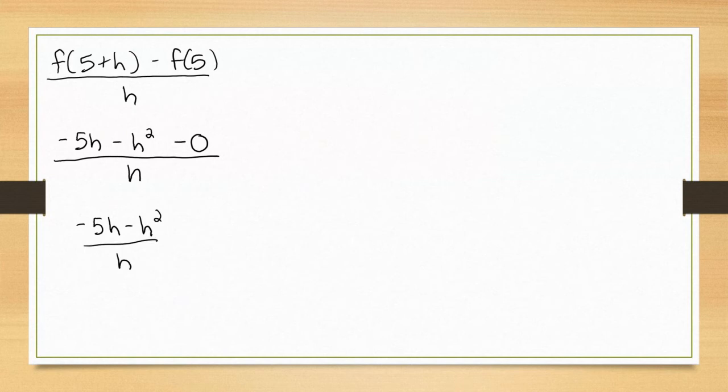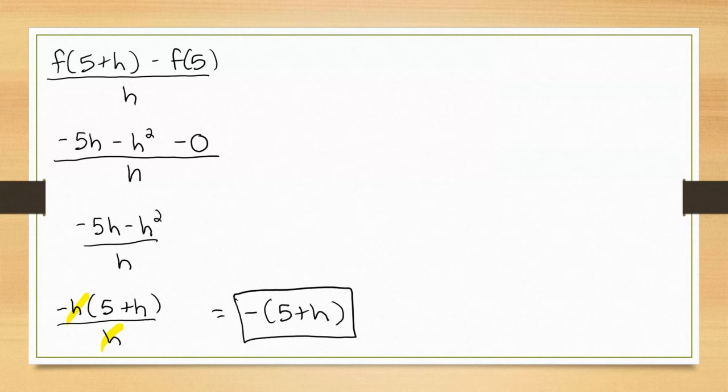And now we want to simplify, so I will factor a negative h out of the numerator. And that will leave me with 5 plus h over h. And then what happens is that our h's cancel. This h, that h, they cancel. And so we get negative 5 plus h as the difference quotient.